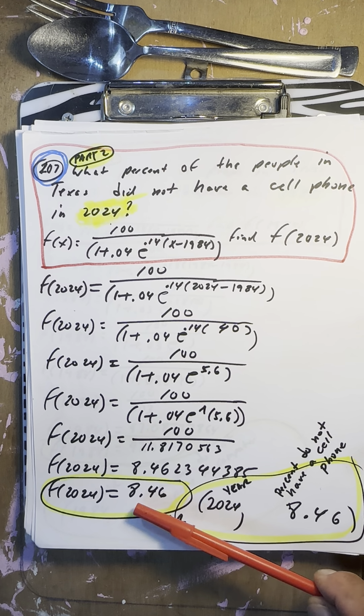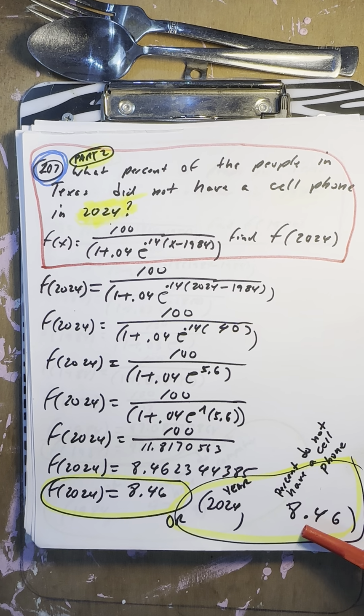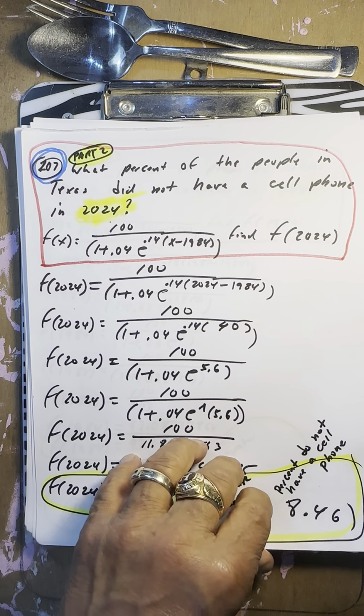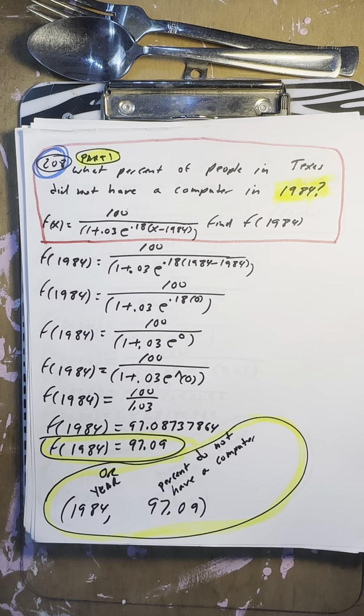So in the year 2024, 8.46% of people did not have a cell phone. In other words, in 2024, what happens? Only 8.46% of people do not have a cell phone. Okay? So everybody else, they have one. Everybody has one. All right.